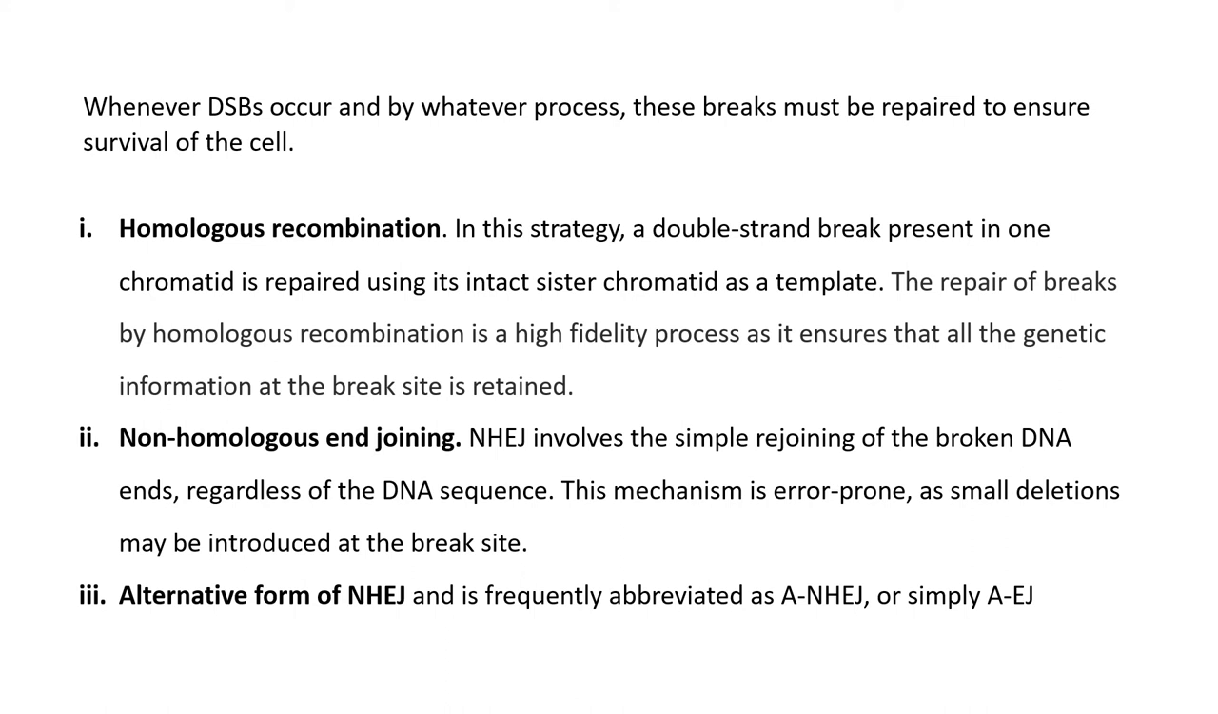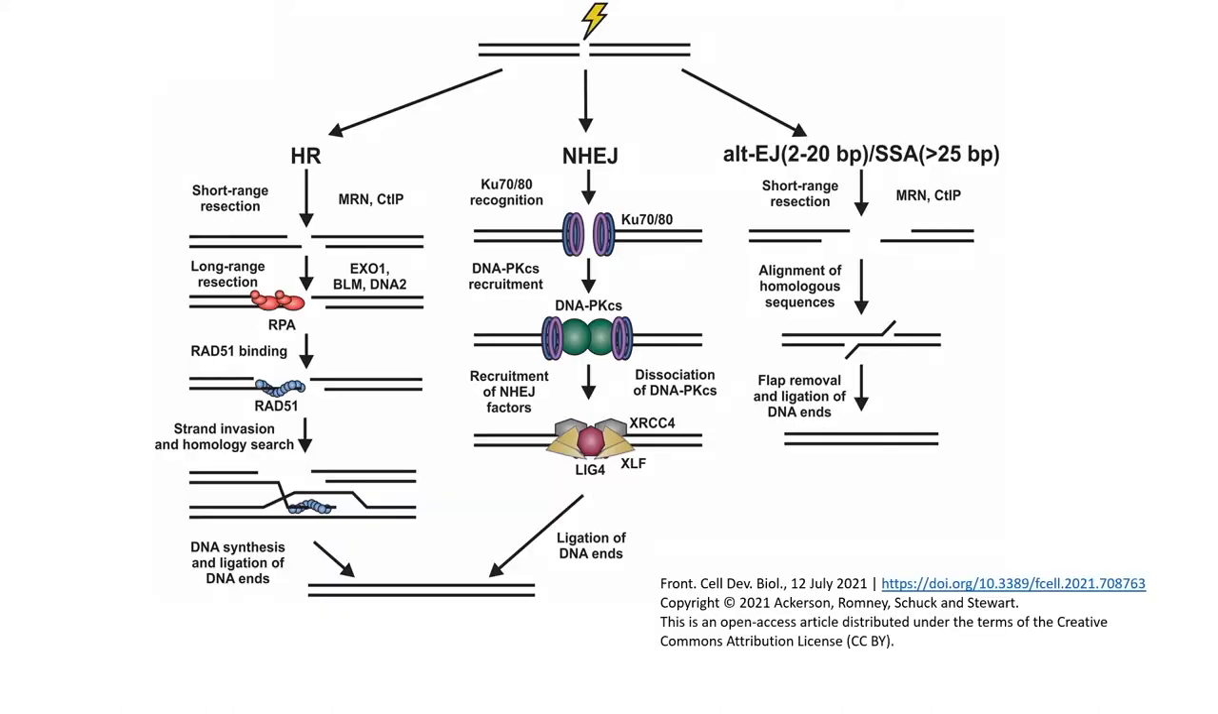The other process by which DSBs are repaired is the non-homologous end joining method, which involves the simple rejoining of the broken DNA ends regardless of the DNA sequence. This mechanism is error prone, as small deletions may be introduced at the break site. There is a third form which is similar to the second form, and this is known as the alternative form of NHEJ and is frequently abbreviated as alt-NHEJ, the A coming from the word alternative, or simply as alt-EJ.